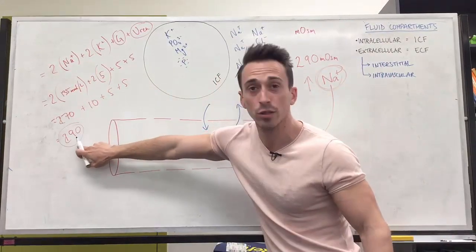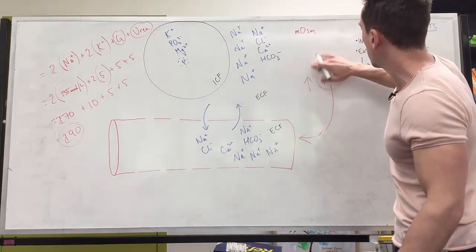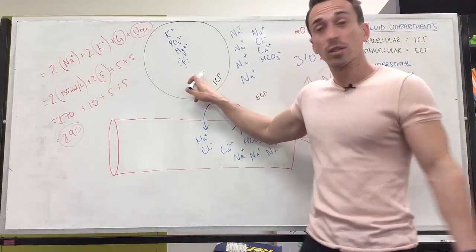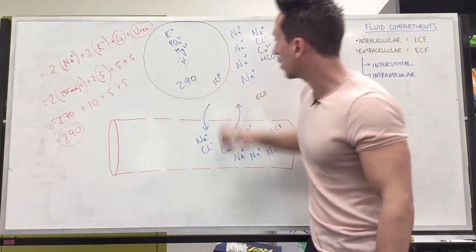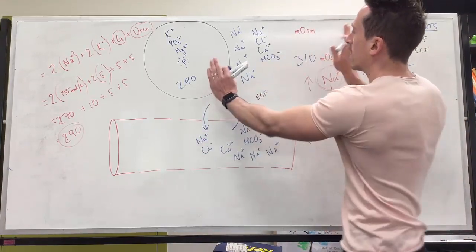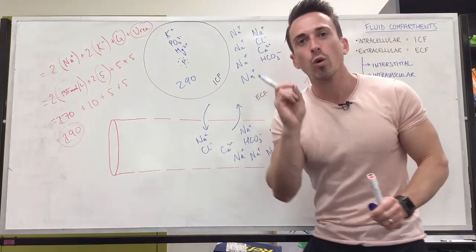What happens to the concentration? It goes up. It's now no longer 290 milliosmoles outside. It's 310, for example. What's inside? Inside is still 290 milliosmoles. The concentration has changed, and the body hates it when there's a concentration difference from outside the cell compared to inside the cell. Water will move.